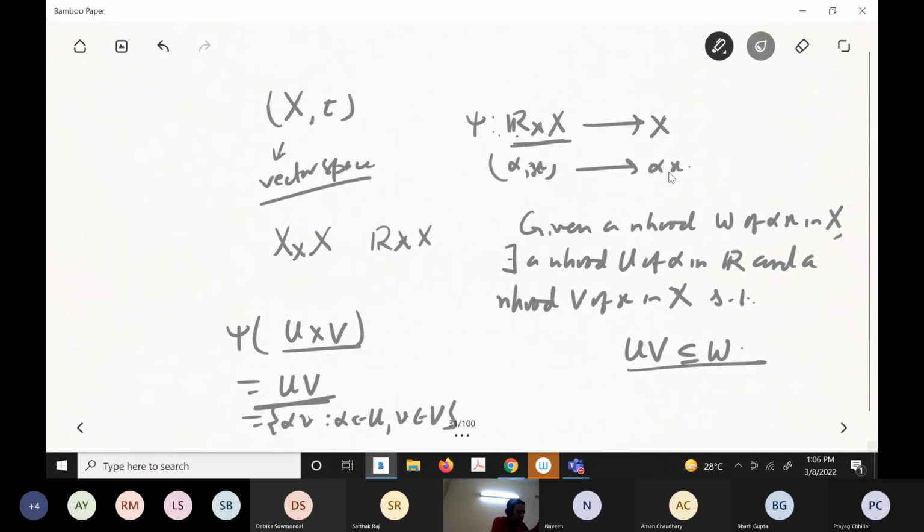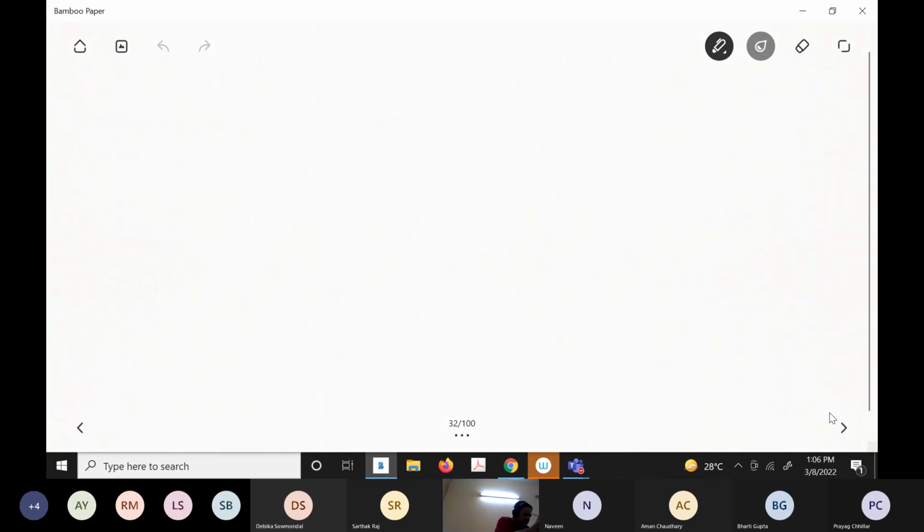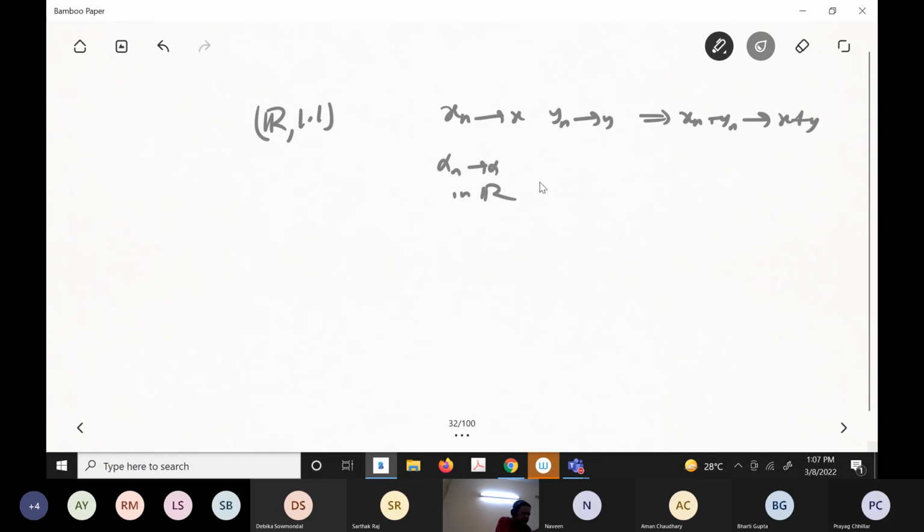That means the topology on X is compatible with scalar multiplication, if you have it. I am telling you, look at R with the usual topology. Because it's a metric topology, this is compatible. Look, by sequences: xn goes to x and yn goes to y implies xn plus yn goes to x plus y. And if alpha n goes to alpha in R, and xn goes to x again, then alpha n xn goes to alpha x. Since in a metric space continuity can be characterized through sequences, this is compatible.